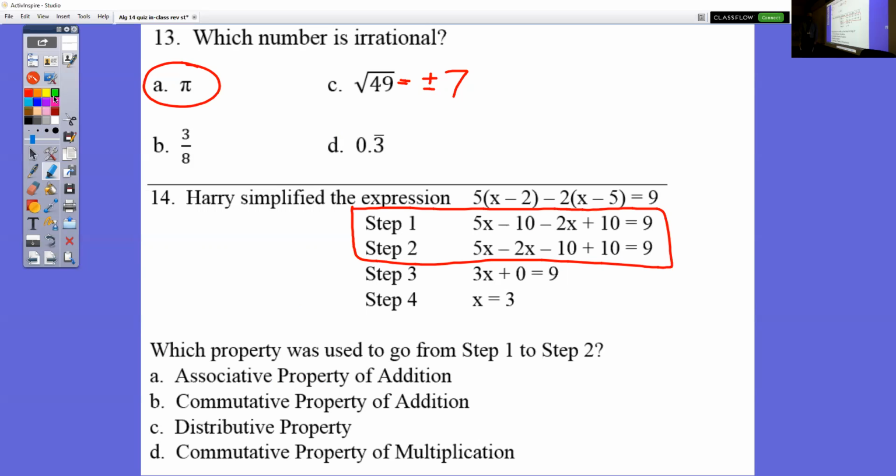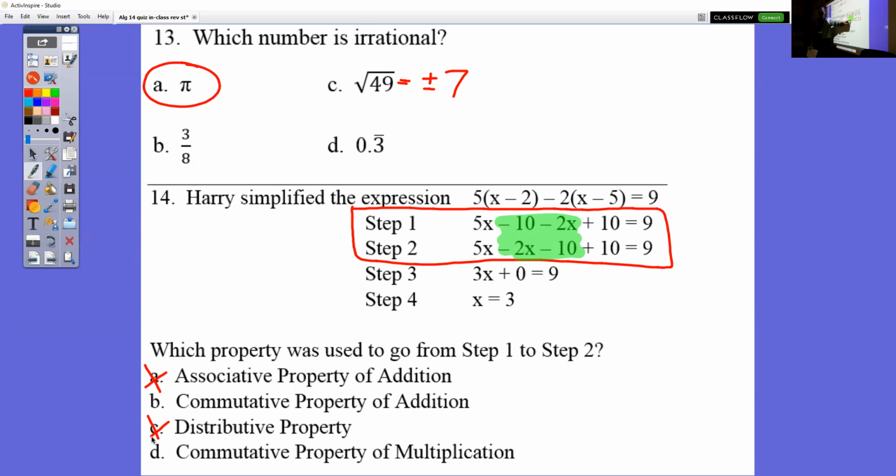When you take a look at step 1 and step 2, the only things that are changing are right here. Everything else is the same. All that we're doing is switching around the order of things. We're switching around the order, so it has to be commutative property. And now you have to pick out which one it is. Is it addition or multiplication?